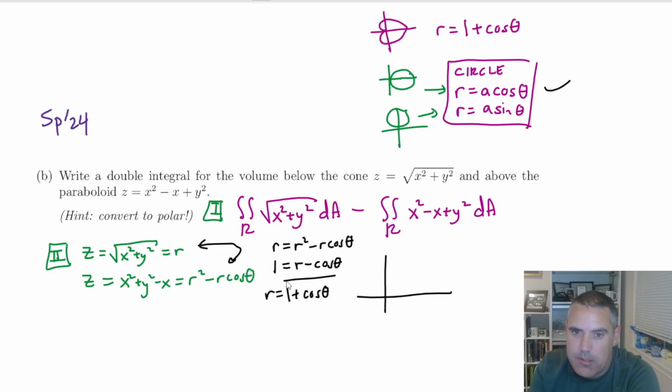And I think that is what was scaring students when we did our review of what do I do? So that's the cardioid. I would just plot a few points. When you plug in 0, you get 2. When you plug in pi over 2, you get 1. When you plug in pi, you get 0. And when you plug in 3 pi over 2, you get 1, so it's this shape. So we're integrating above this shape.